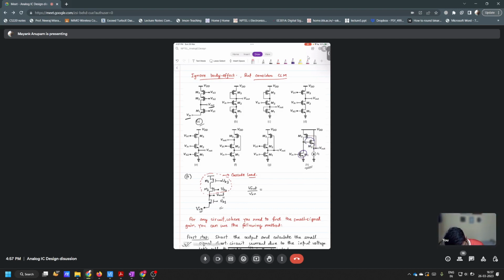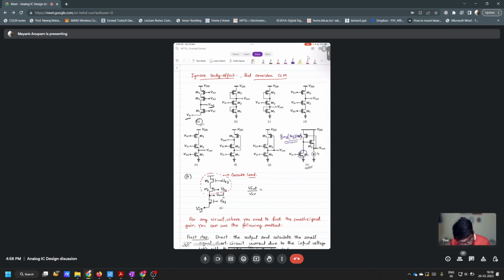This is the loop, right? So what is the loop gain? It's gm3 times r naught 3 parallel r naught 1, into what? This is a source follower, right? So it should be unity. If you ignore body effect, this is unity. So this is the loop gain: gm3 times ro3 parallel ro1, right?